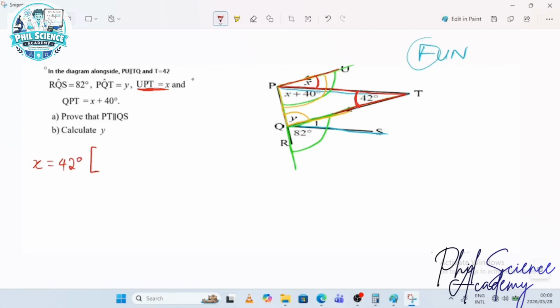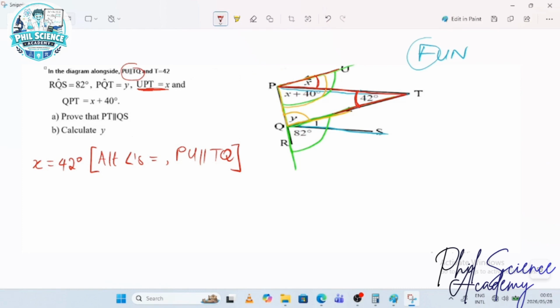Reason being, alternating angles. We used alternating angles that are equal, since we have been guided by what? PU parallel to TQ. Right? So we can see that this here will be 42 degrees. Okay. Now let's look for another thing here.